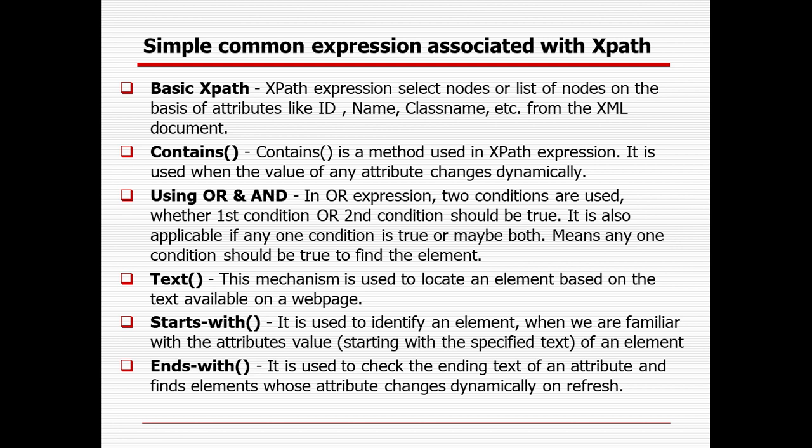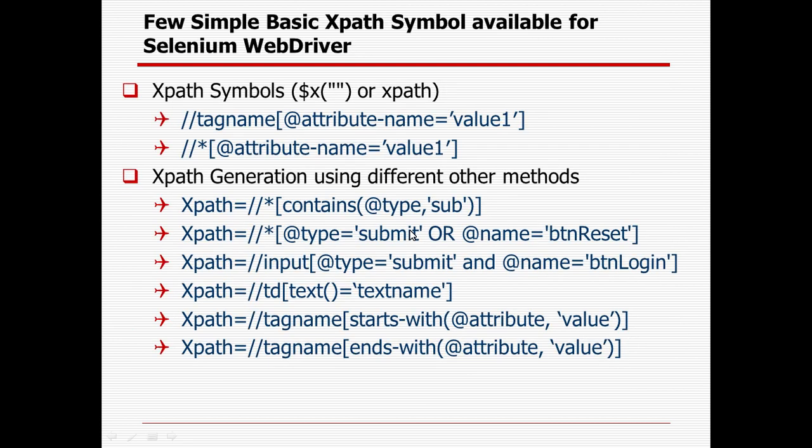Suppose the text is 2 or 3%, and one component is volatile and one component is fixed. For the fixed component, if it is the starting component, we will go for starts-with, and if it is the ending component, we will go for ends-with. Okay. So what is the basic syntax for XPath?